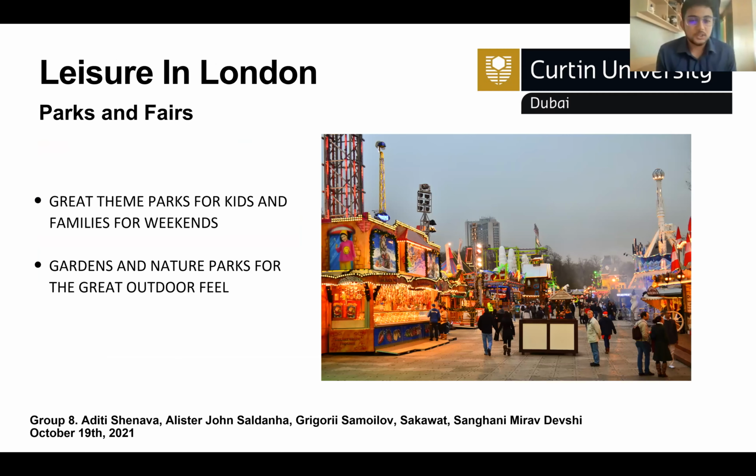I'm going to discuss leisure in London. London is known for its great amount of parks, theme parks, water parks. People filled with adrenaline may choose to go to theme parks filled with roller coasters and many thrilling rides for their free time, maybe to de-stress from their busy lives and rush hour.